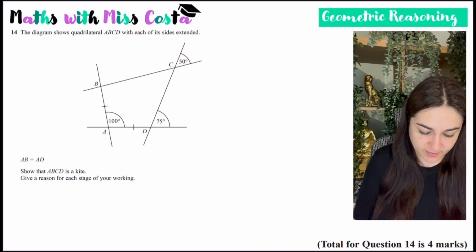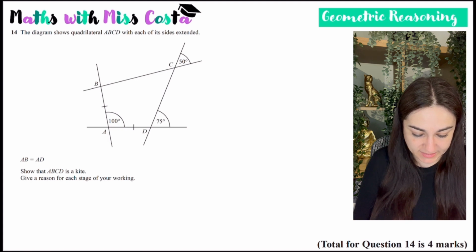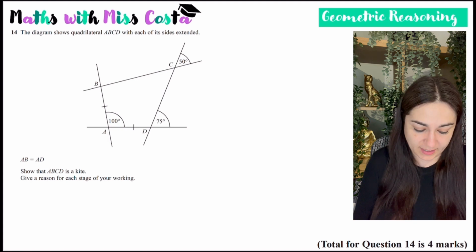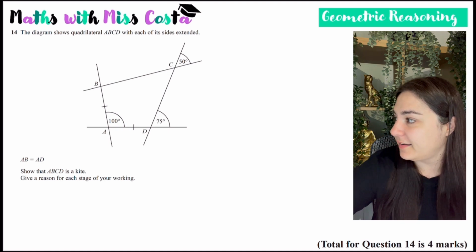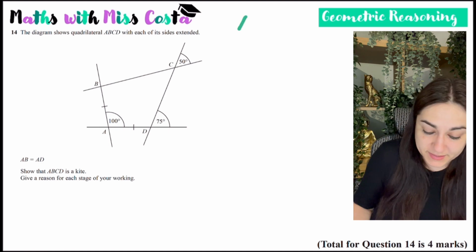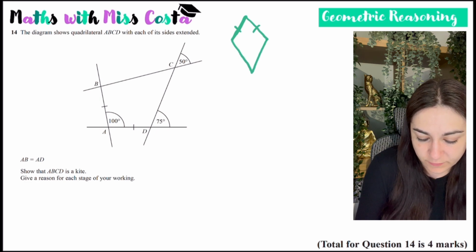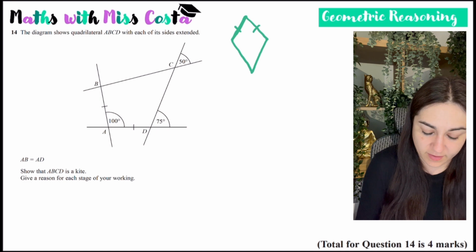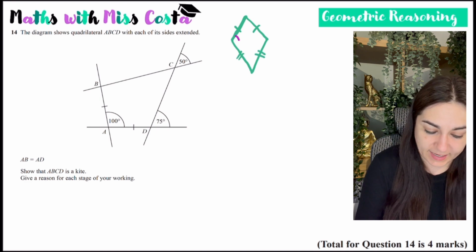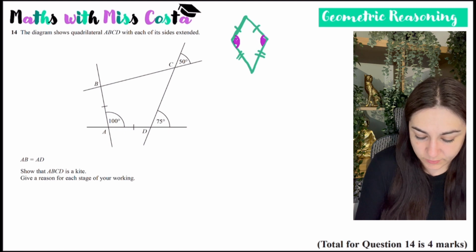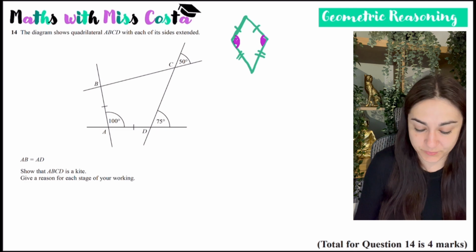Next, we've got some angles. And I need to show that ABCD is a kite. So in order to show that something is a kite, I need to know what the properties of a kite are. So the key properties of a kite are that you've got 2 sides here that are the same and 2 sides here that are the same, and you've got 2 angles that are opposite each other that are equal.